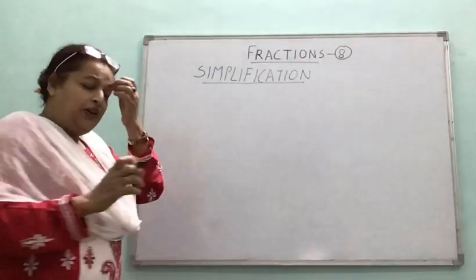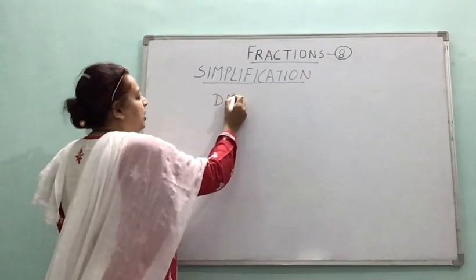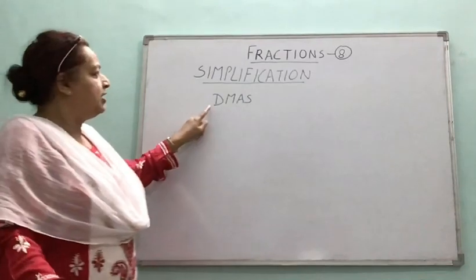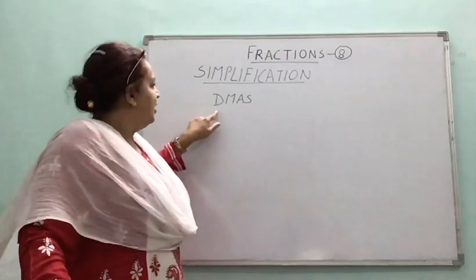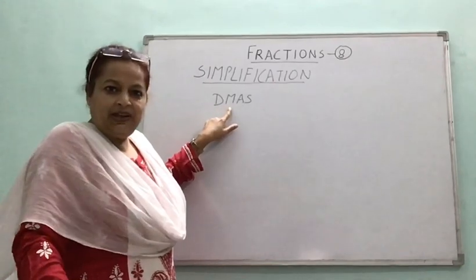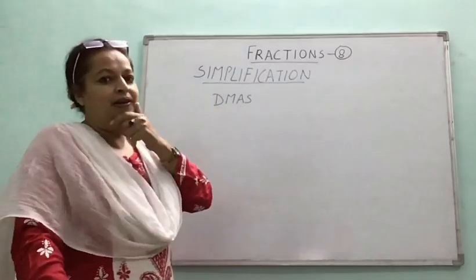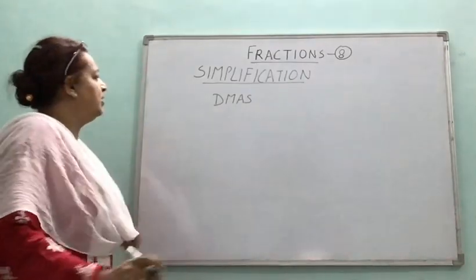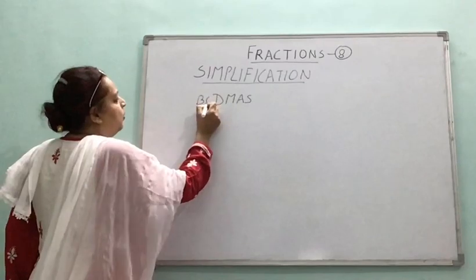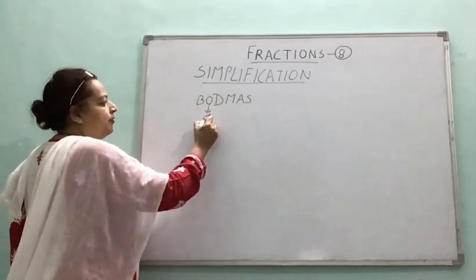Till now you have already done DMAS. If you remember, in integers we have done simplification of integers, and we used this. This is the abbreviated form of division, multiplication, addition and subtraction, DMAS. Now, we'll add one more operation, BO, where O here stands for of.